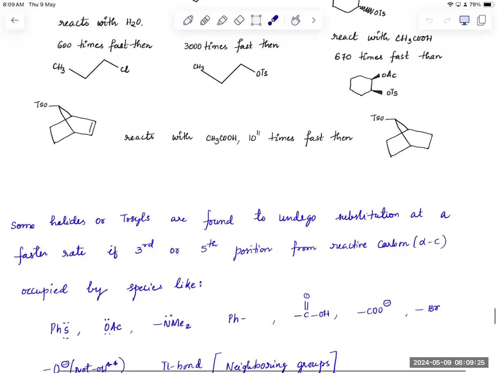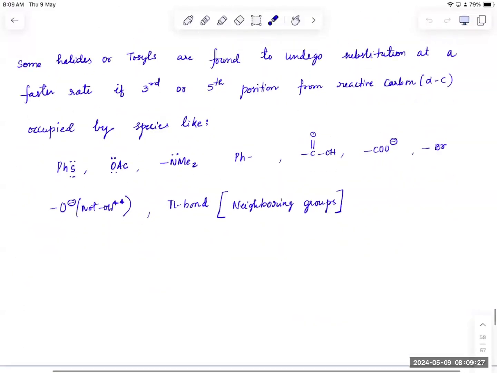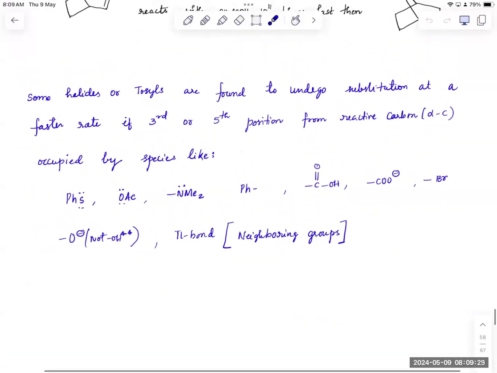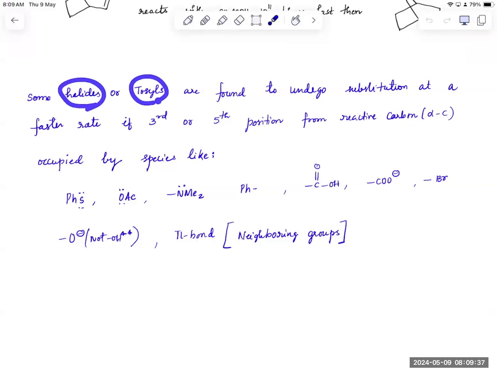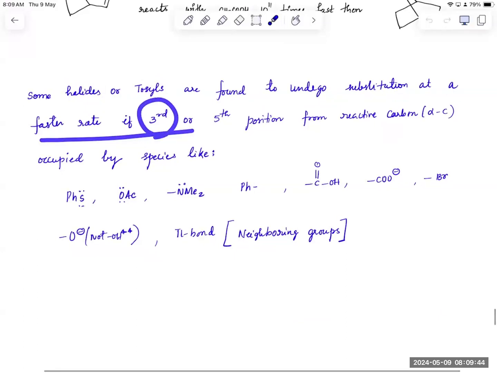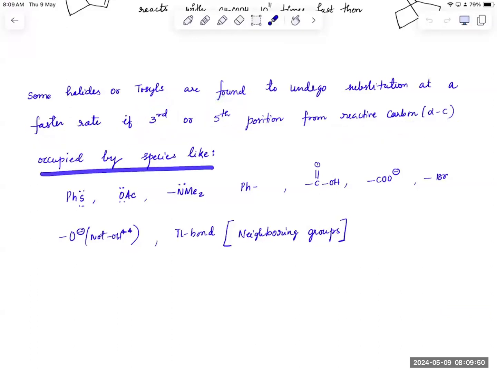Which means these groups are doing something because of which the rate is so high. So you can see some halides or tosyls are found to undergo substitution at a faster rate if the third or fifth position from the reactive carbon is occupied by species like this. Remember, third or fifth position.